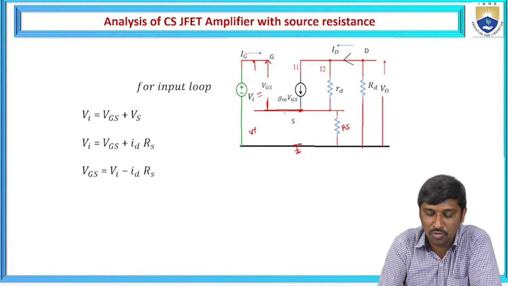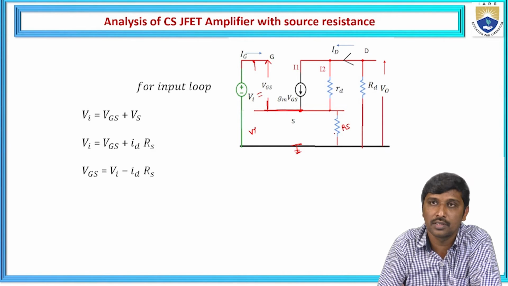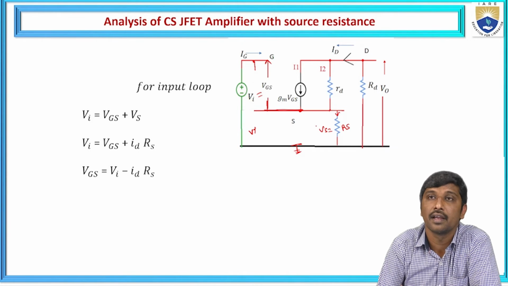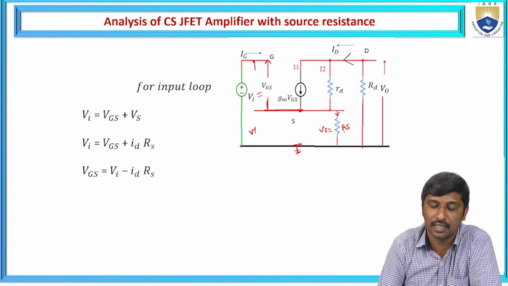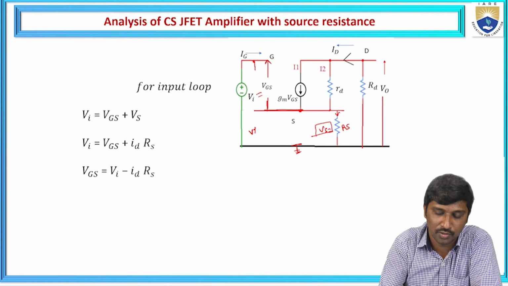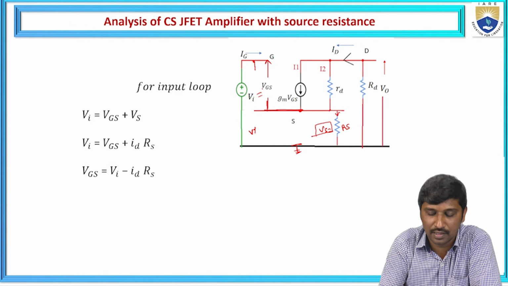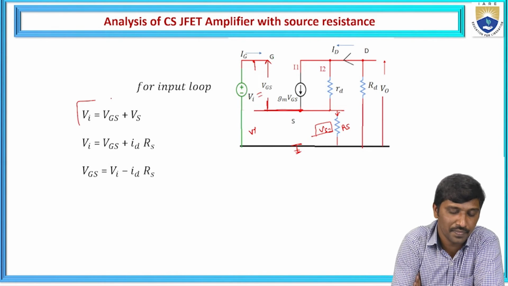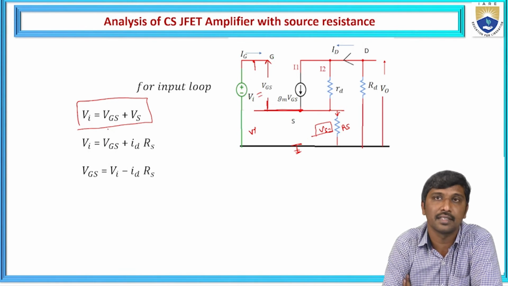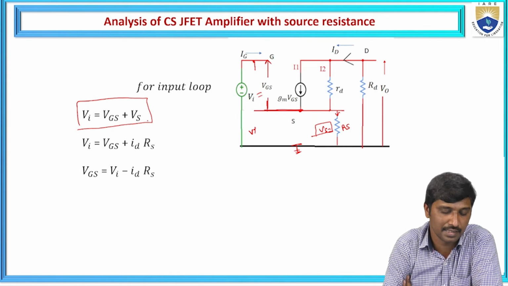Now, along with this, there is the voltage drop across the source resistance, which is represented as Vs. Vs is the voltage drop due to the current flowing through this RS resistance. So this circuit is a combination of the VGS voltage source as well as the Vs voltage source. Hence, for this input loop, the input voltage Vi is represented as VGS plus Vs.